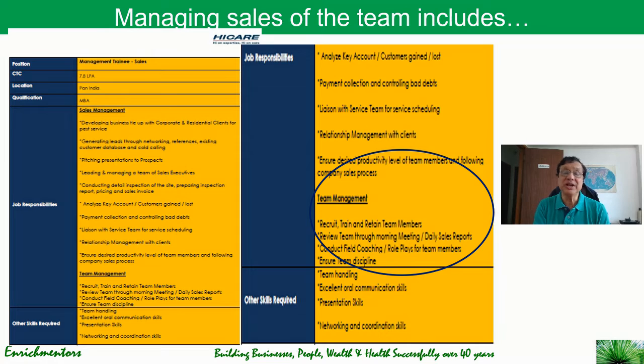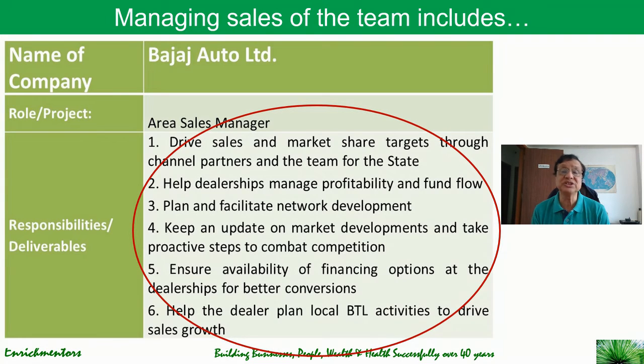I have another company that I want to show you, Bajaj Auto, leader in motorcycles in India, and there the position is of area sales manager. And the job description reads like: driving sales and market share targets through channel partners and team for the state, then planning and facilitating network development, helping dealers manage profitability, keeping updated on market development, ensuring availability of financing options, and helping the dealer plan local BTL activities. In some of these job descriptions, we will take in our course to give you a real life example of how to manage those.